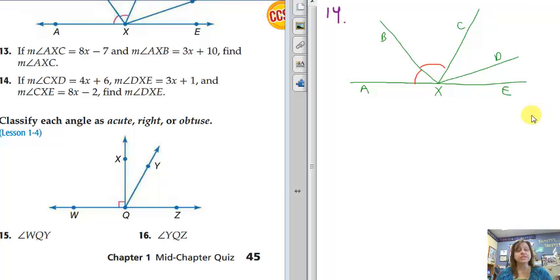Now again in 14, you're going to want to make sure you have a diagram before you start. We've got given to us that the measure of angle CXD is 4x plus 6. Let's find that in our picture. That's CXD, so this angle here. Let's write in that's 4x plus 6.